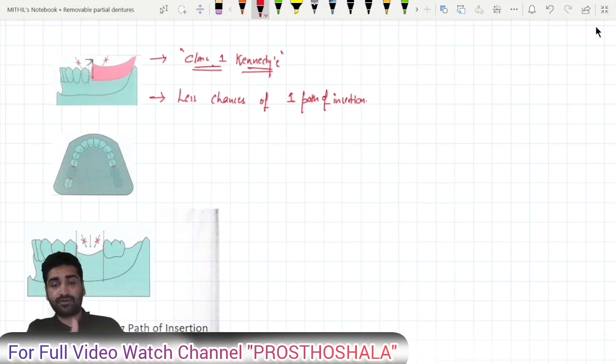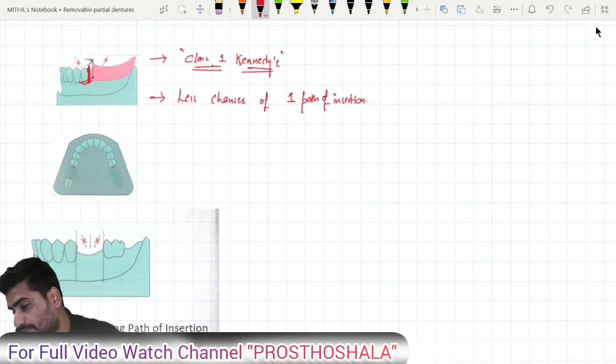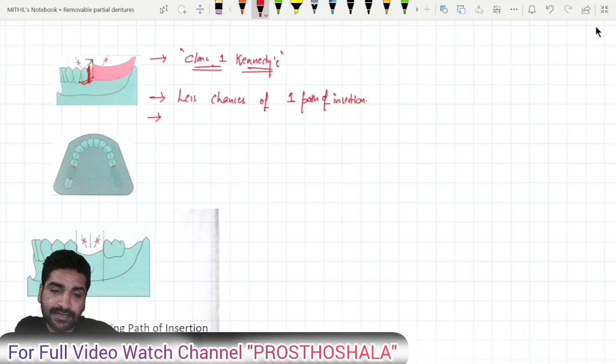So a limited amount of path will be preserved for insertion and removal, but from the distal side if you see there is no teeth, right? So there are chances that the RPD might get dislodged, right? But this can be corrected. Okay, this can be corrected by the proximal surfaces of the abutment teeth. Okay, so that is what you need to keep in mind. You need to place some additional rest or indirect retainer so that there is one single path of insertion.